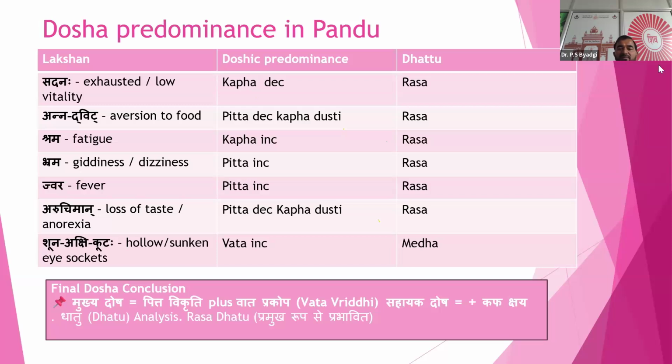Aruchi can again be interpreted with Pitta getting decreased and Kapha increased. And Sunakshikuta Sota, Vata is increased and the Medadhatu along with that. So to conclude, when you make an interpretation, it is Pitta Prakriti, Pitta Vikruti plus Vata Prakopa, and the Kapha Kshaya Dhatu analysis will be there. Pramukataha, mostly the Rasadhatu is mainly involved in the manifestation of this particular disease.